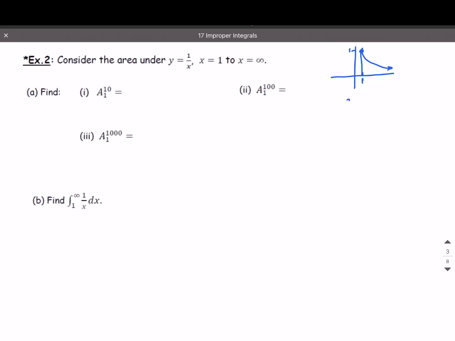Remember, again, for all the x's greater than or equal to 1, our y equals 1 over x is greater than 0. So we can say that the area under the curve from 1 to 10 is the integral from 1 to 10 of 1 over x dx. The area from 1 to 100 is the integral from 1 to 100 of 1 over x dx, and the area from 1 to 1,000 will be the integral from 1 to 1,000 of 1 over x dx. Let's see what our calculator says.